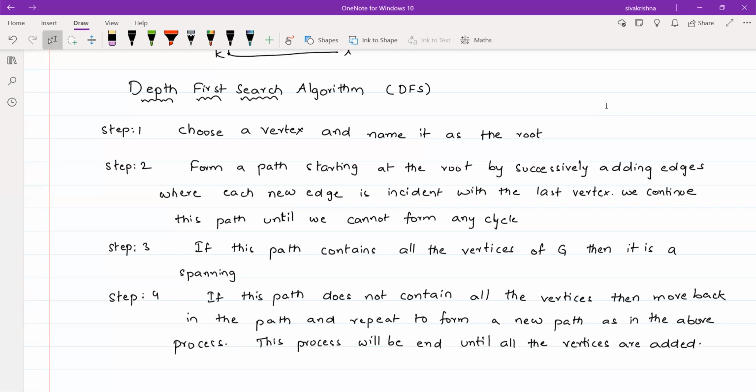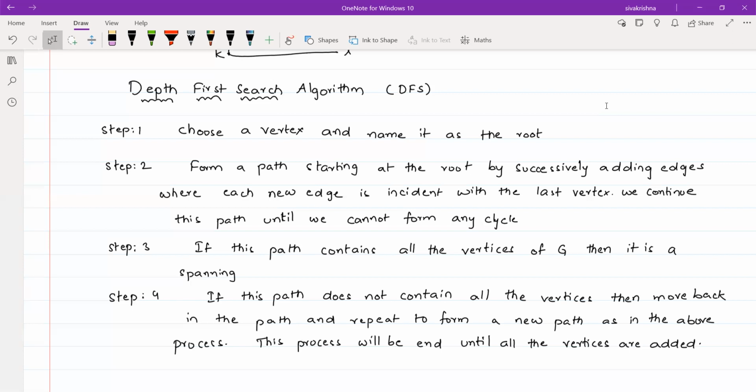Whereas in the BFS algorithm, in the first step we add the edges which are incident on the level 0 vertex, that is the root. After that, we add the edges incident on level 1 vertices, and after that, the edges incident on level 2 vertices. In this way, we add the edges incident on each particular level's vertices, and we continue that procedure until all the vertices in the given graph are added, in the BFS algorithm.